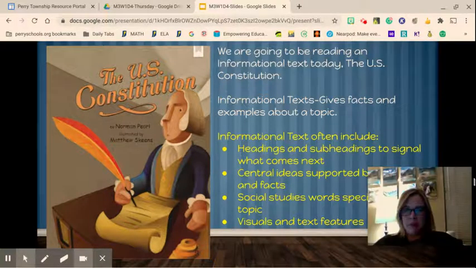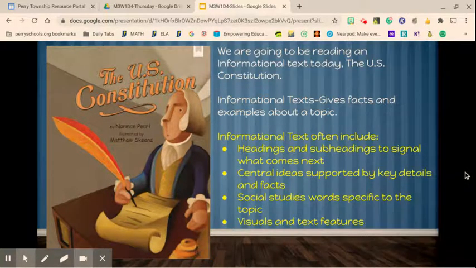So we are going to be reading an informational text today, the U.S. Constitution. An informational text gives facts and examples about a topic. Informational text often includes headings and subheadings to signal what comes next. And they have central ideas supported by key details and facts. A lot of times we will find social studies words specific to the topic, and there will be visuals and text features found in the text.